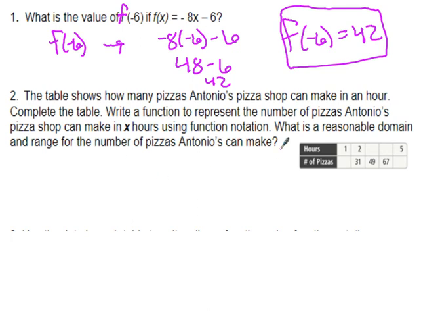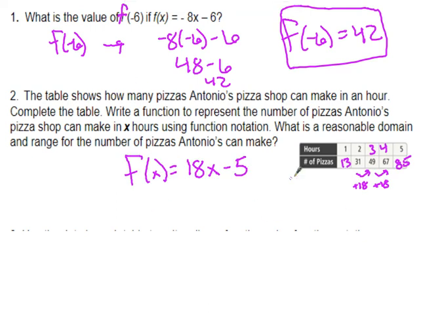Now we have a table that shows how many pizzas Antonio's Pizza Shop can make in an hour. Complete the table. Write the function to represent the number of pizzas Antonio's Pizza Shop can make in x hours using function notation. What is the reasonable domain and range for the number of pizzas Antonio can make? I want you guys to try to do this one on your own. So pause it, see how you do, and then unpause it and we'll see where we're at.